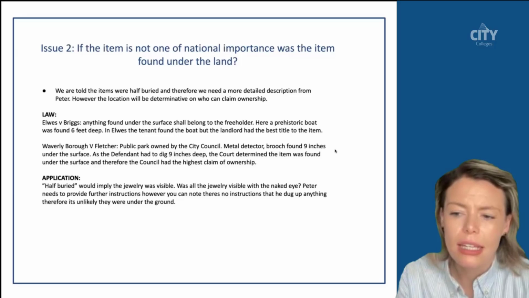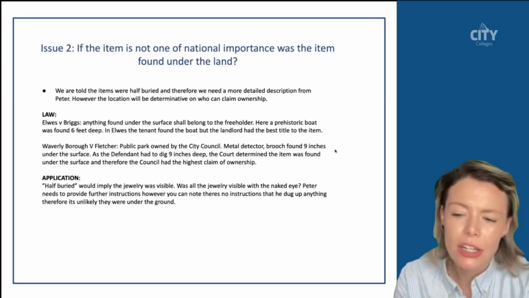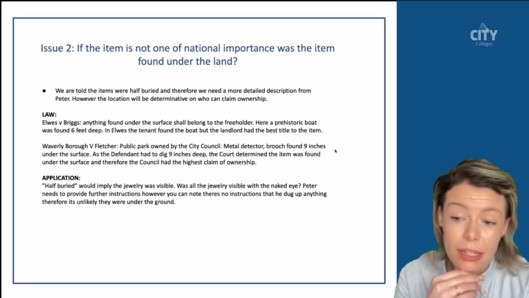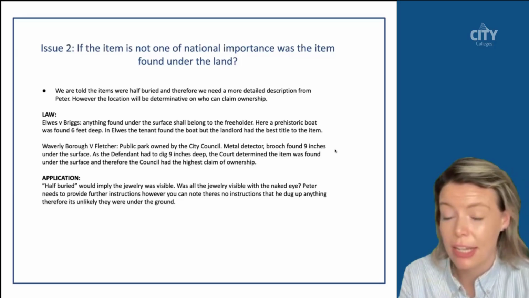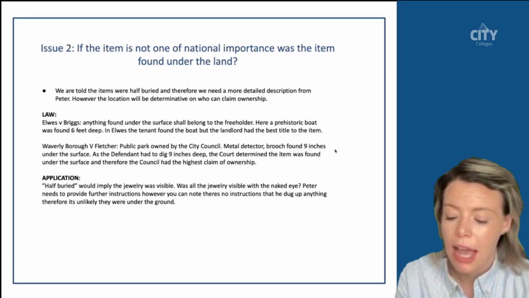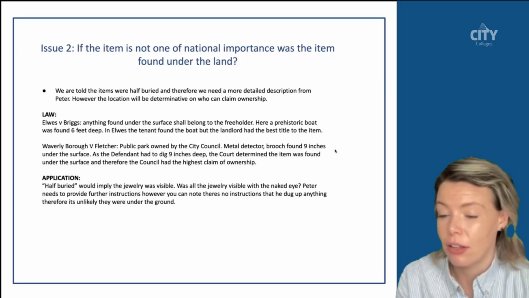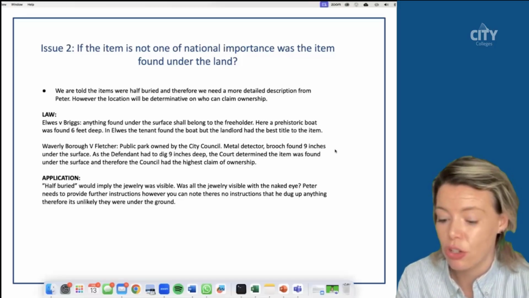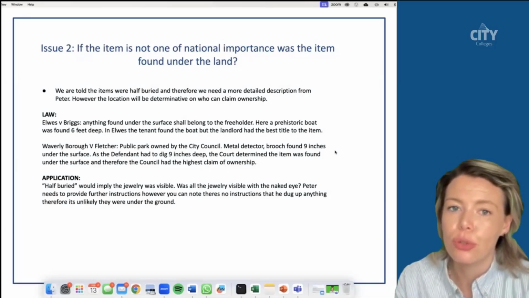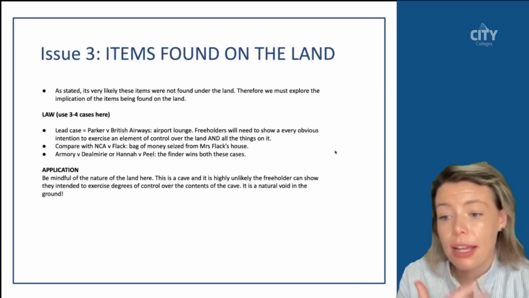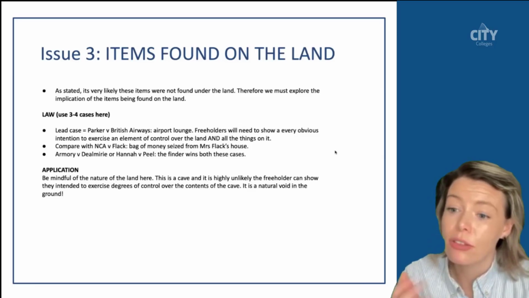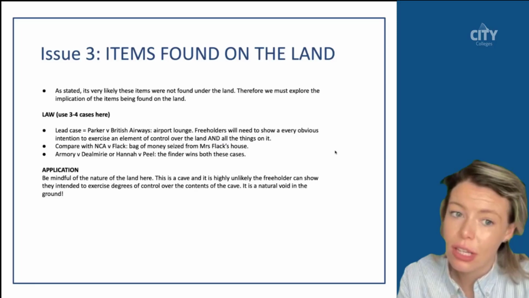If he saw it with the naked eye, which he'd lead you to suggest he probably did, it's most likely not an item that was found under the land. But he does need to be clearer, and we can give him advice on the assumption that if it were found under the land, it would be the true landowner that would have the best title. What's most likely occurred here is that the item was found on the land rather than under the land.